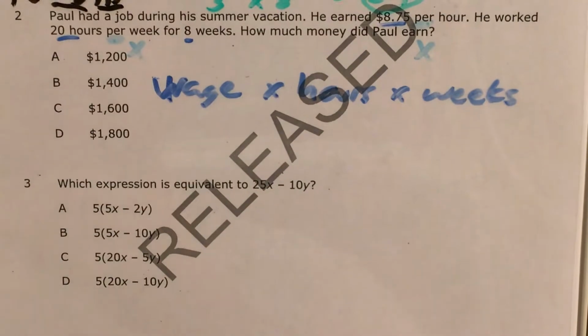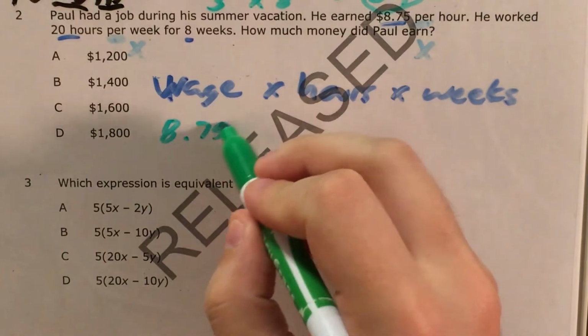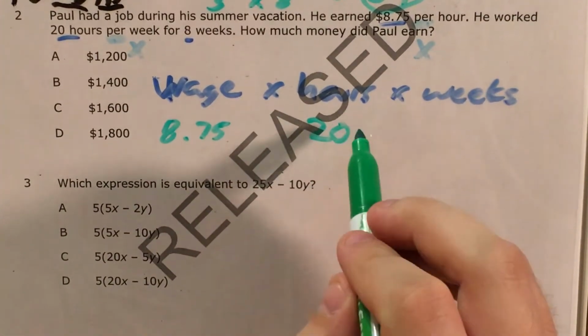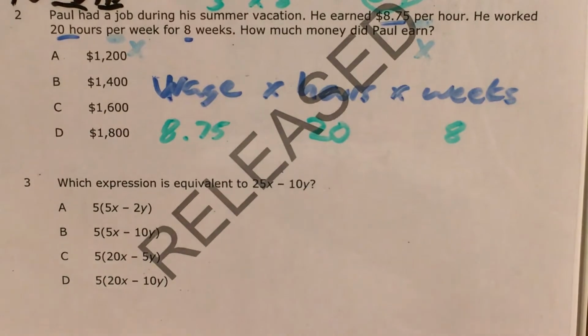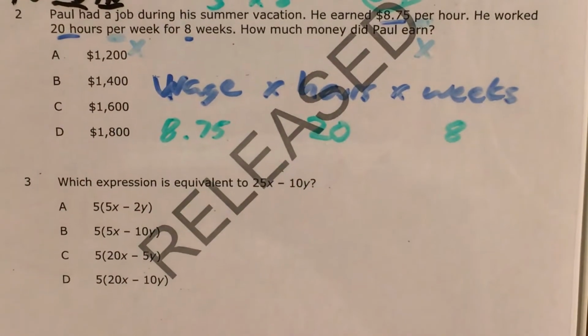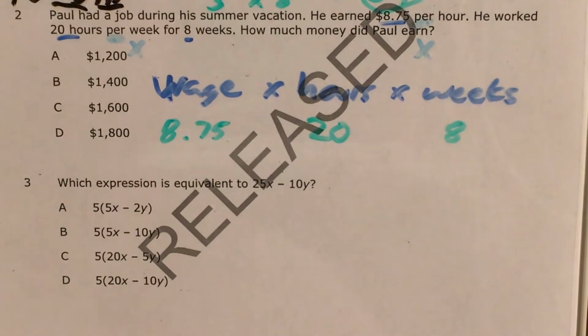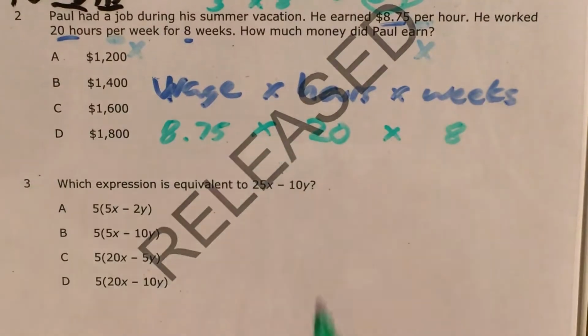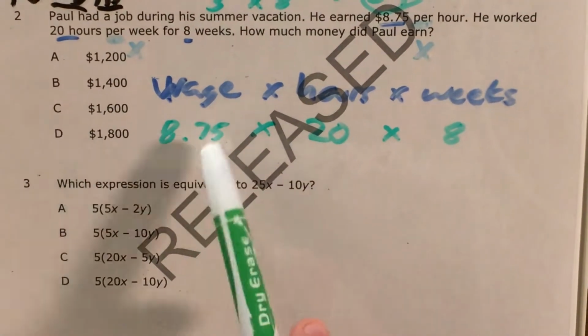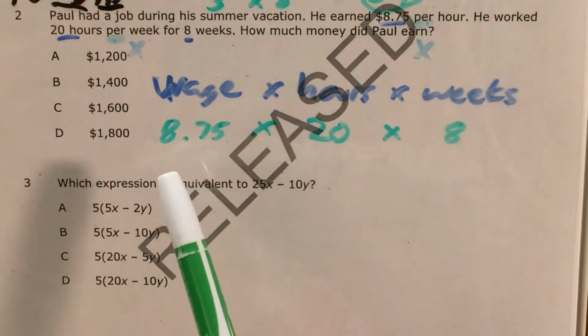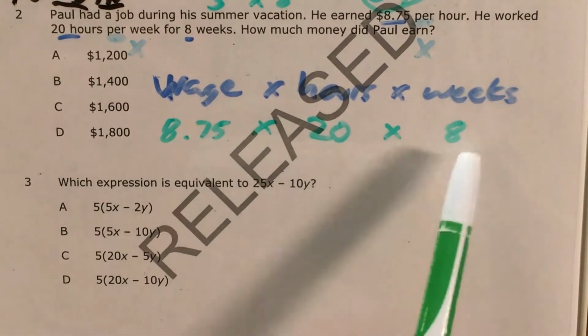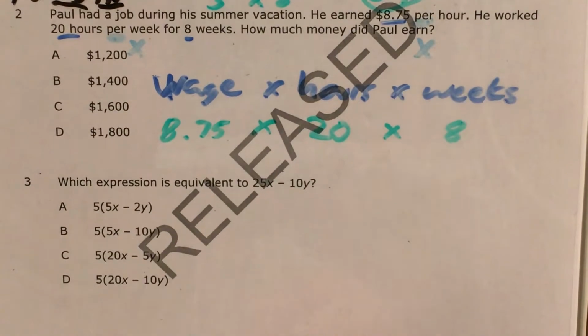Alright, so now, wage times hours times weeks. $8.75 per hour is my wage. That's 8.75. He worked 20 hours per week for 8 weeks. And by the way, $8.75, that's not too bad. Minimum wage is $7.25, so if you can find a job that pays $8.75 an hour, you could do a lot worse. But anyway, now that we have these 3 numbers and we know that we're going to have to multiply these, the big question is, which 2 do I want to multiply first? Because the nice thing about multiplication is that we can multiply any 2 of these first, and then multiply the third one and we'll be okay.